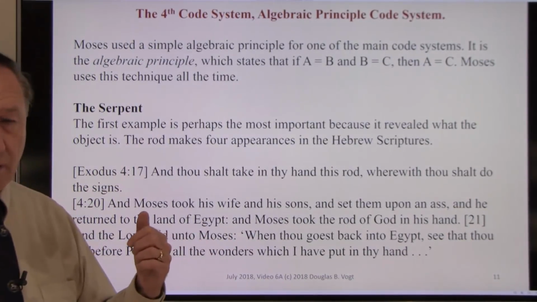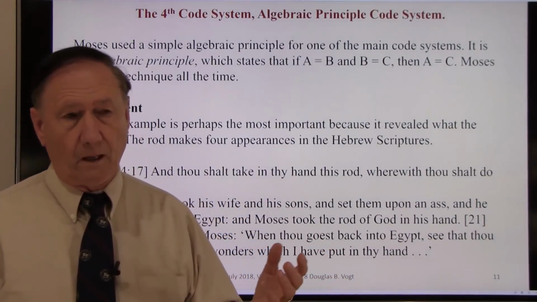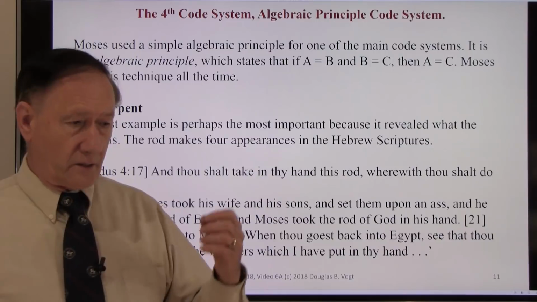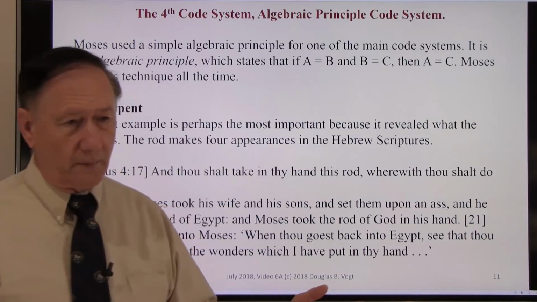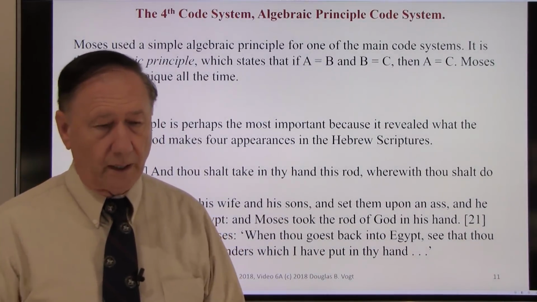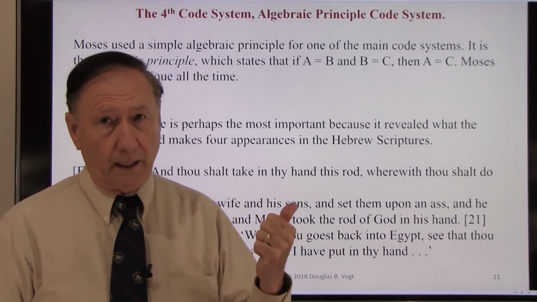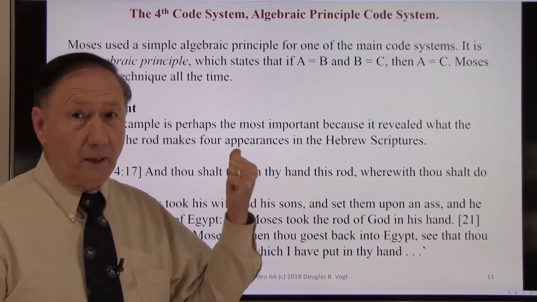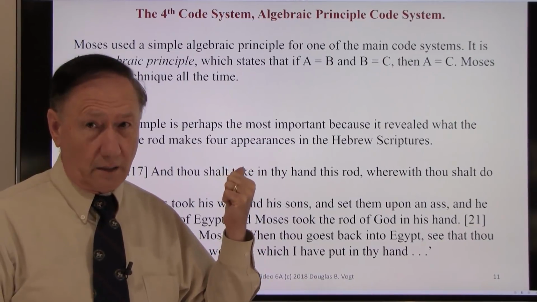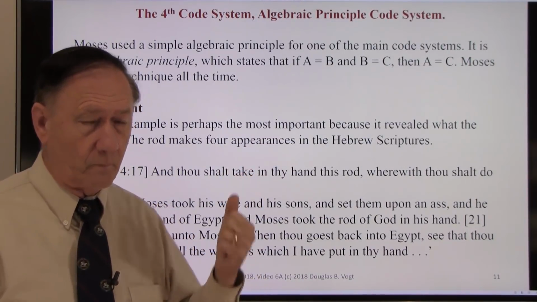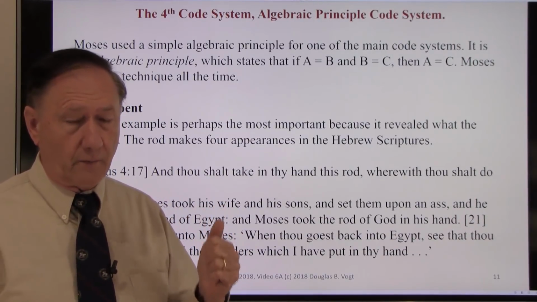The second time the rod shows up with the snake is when he's in front of the Pharaoh the first time, and he does this trick. He puts the rod on the ground, it becomes a serpent, and eats the Pharaoh's magician serpents, and then he picks it up, becomes a rod again. That's a literary device by Moses. He's telling you very plainly: remember the first time I mentioned the snake? The snake was not a snake. It was the rod. Got the picture? Like I said, it's a code book completely, from cover to cover.